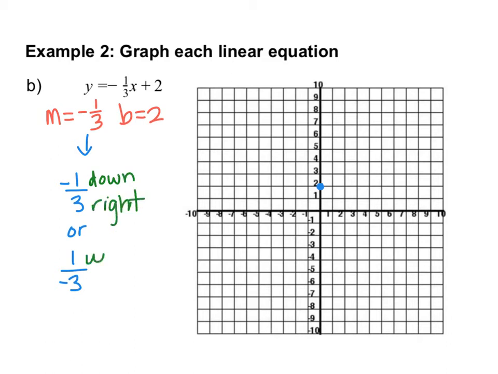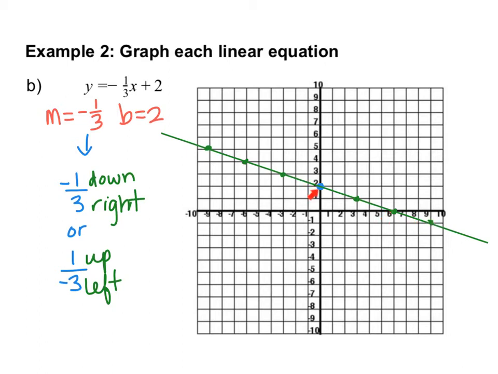Or I would go up 1, but then it'd be to the left. So at least one of these moves needs to be negative, so down or to the left, not both at the same time. So this is what that looks like. Starting here at my y-intercept, I went down 1 and to the right 3, down 1 and to the right 3, down 1 and to the right 3.